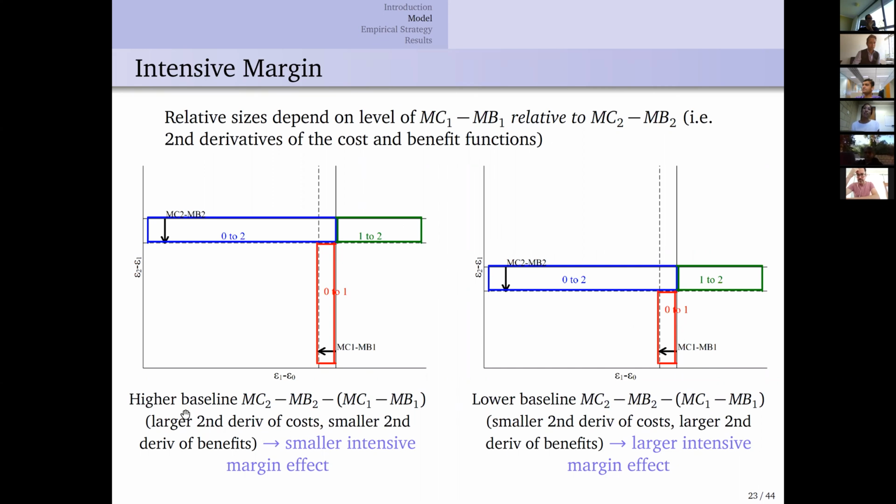And so here, when you have a larger second derivative of cost or a smaller second derivative of the benefits, this leads to a smaller intensive margin effect. And here, when you have a smaller second derivative of cost and a larger second derivative of the benefits, this leads you to larger intensive margin effects.